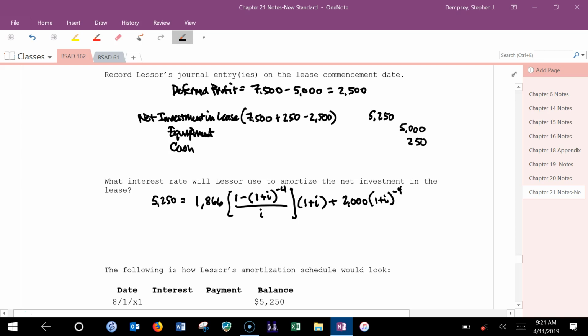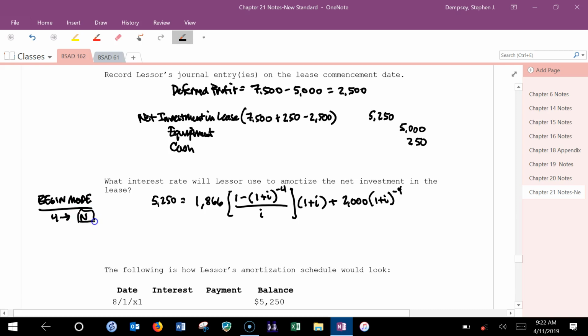So let's put this in your calculator. Begin mode. After clearing the registers, what goes in for N? 4 goes in for N. Well, it's partially guaranteed by a third party, but remember, the lessor expects to get the full residual either way, whether it's contractually guaranteed or not. So 4 goes in for N.